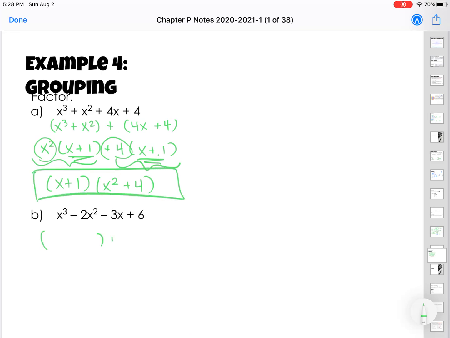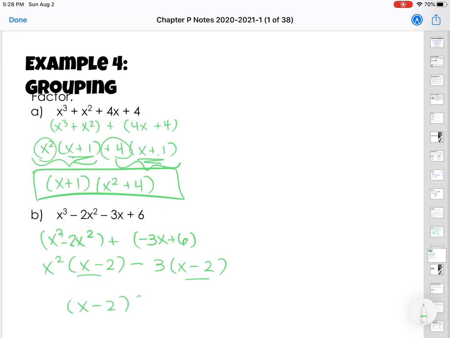Same concept. So we have the first 2 plus the last 2, x cubed minus 2x squared. This is why I like to rewrite it, because of that negative there. All right, we'll take out an x squared. That gives us x minus 2. Here, I want to make sure I get x minus 2 as my answer, so I'm going to have to take out a negative 3 to make sure that they match. Here's my GCF again, so x minus 2, x squared minus 3.